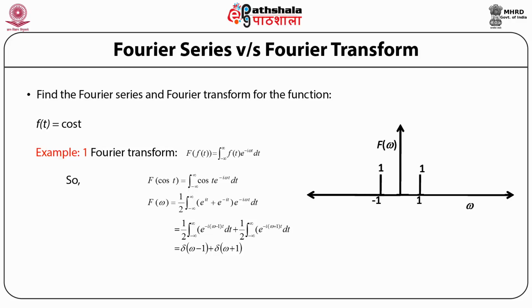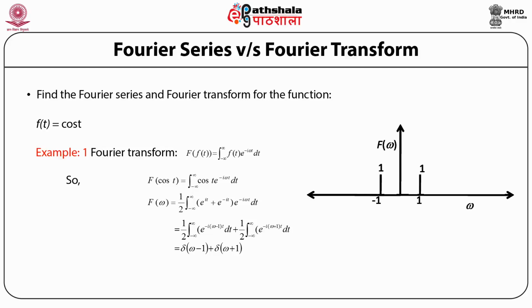Then once you take the integral, you will get the function Dirac delta of omega minus 1 plus Dirac delta of omega plus 1. So if you do an integration of e power minus i times omega minus 1 of t dt, then this is the solution. What is a Dirac delta function? That is very key that we need to understand. A Dirac delta function is like a very sharp, thin peak. The function will be 0 everywhere else. That is a Dirac delta function.